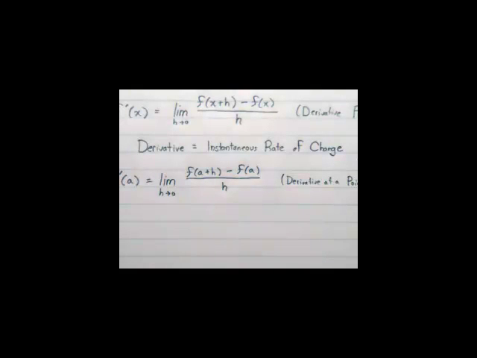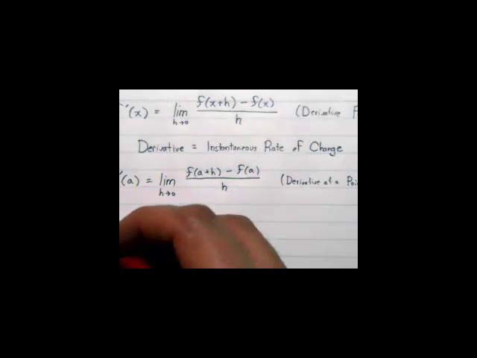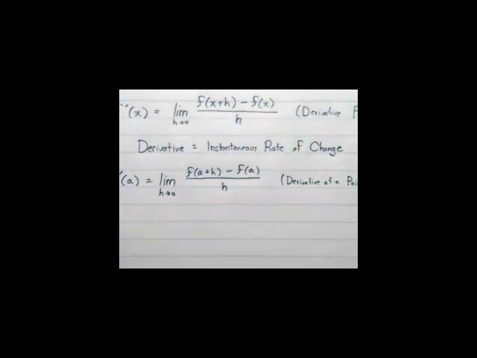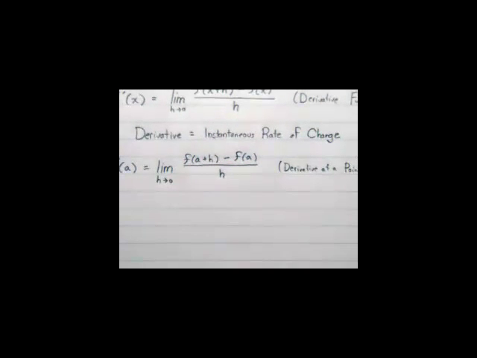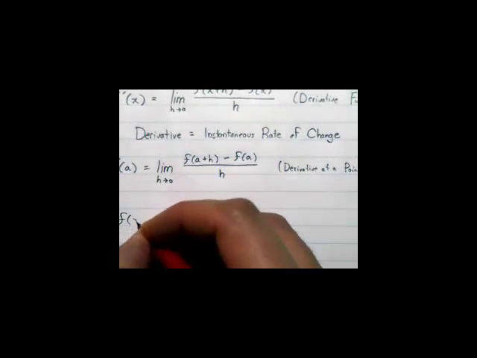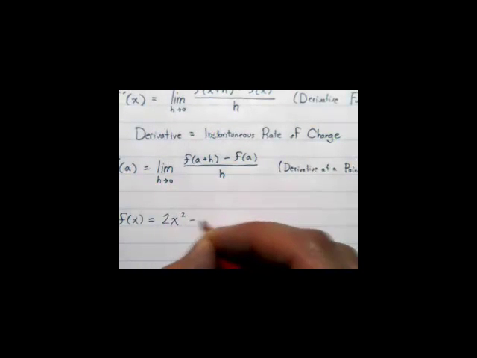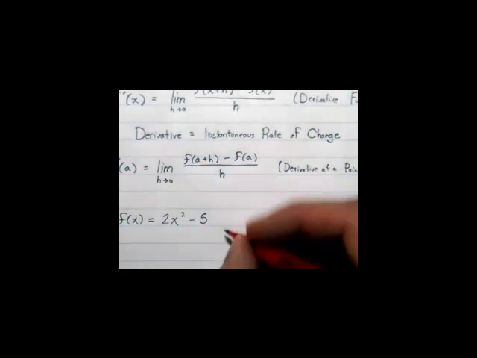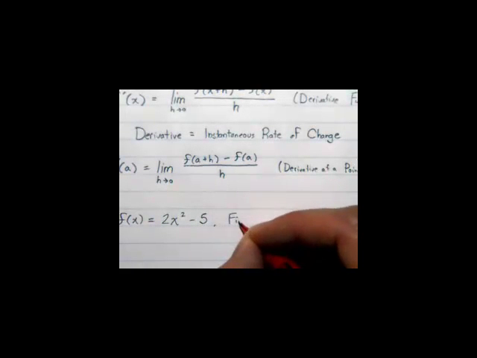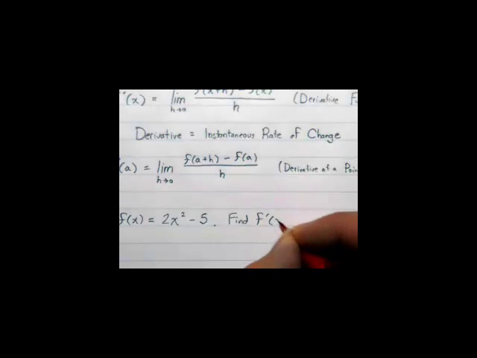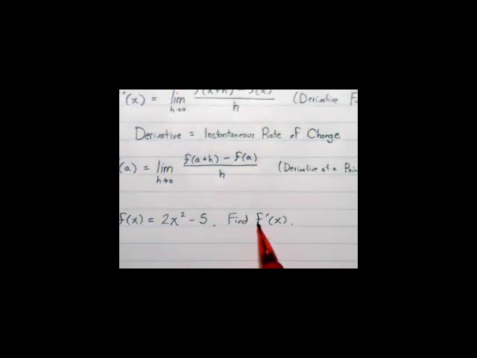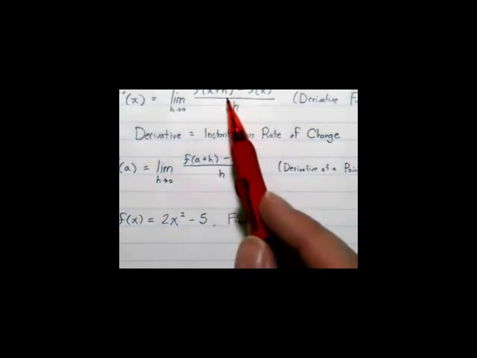Derivative at a point. But let's see if we can do the derivative function too, though. Okay? So let's say f of x is equal to 2x squared minus 5, and the directions will be something like find f prime of x. So we're going to go to our derivative function. Notice how it doesn't say f prime of some number, it's f prime of x. So we're doing this one up here, the derivative function.